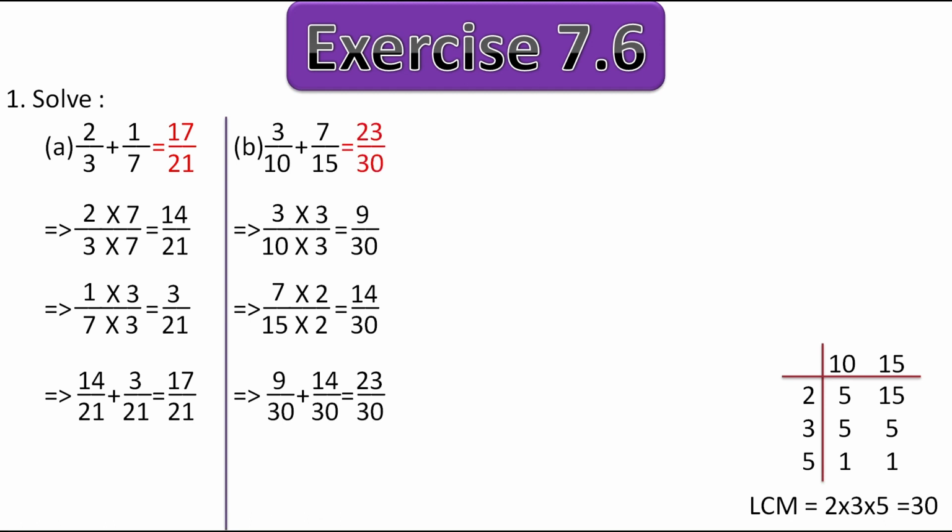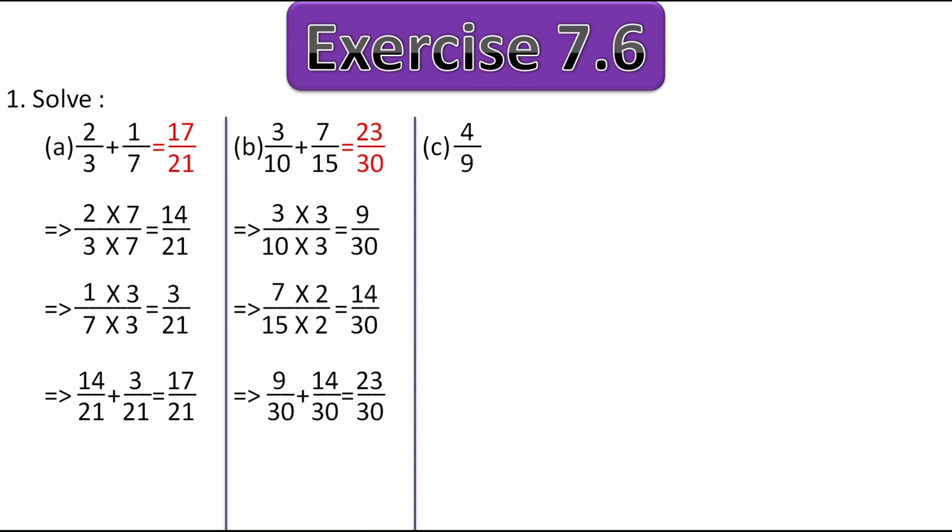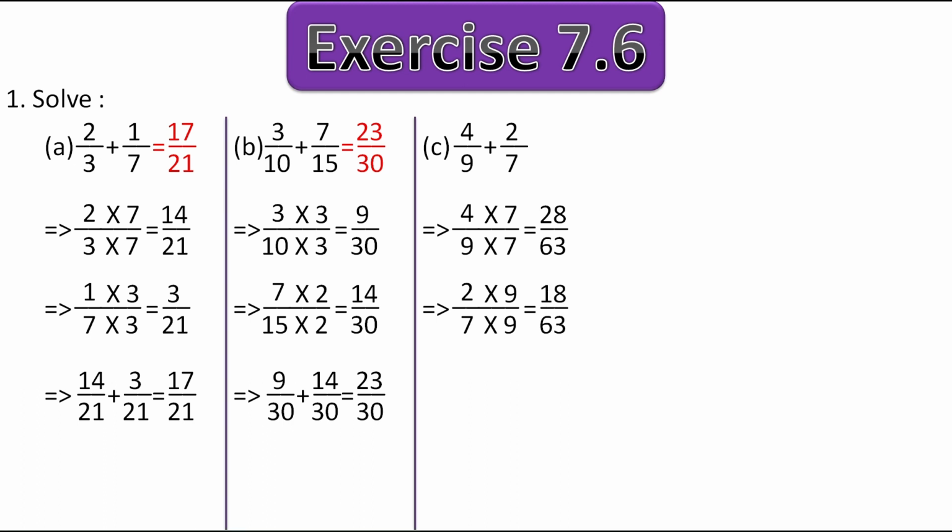Okay. Now let's move to the next one, that is the third one. 4 upon 9 plus 2 upon 7. Now again we have the denominators as co-prime numbers. 9 and 7 are co-prime numbers. So directly take the first fraction and multiply it with the denominator of the second fraction, that is 7. Okay, so I got the answer as 28 upon 63. Now I'll take the second fraction, that is 2 upon 7, and I'll multiply with 9 because 9 is the denominator of the first fraction. So I got the answer as 18 upon 63. Now I have the same denominator, so I can directly add them. 28 plus 18 is equal to 46. So 46 upon 63 is the answer.